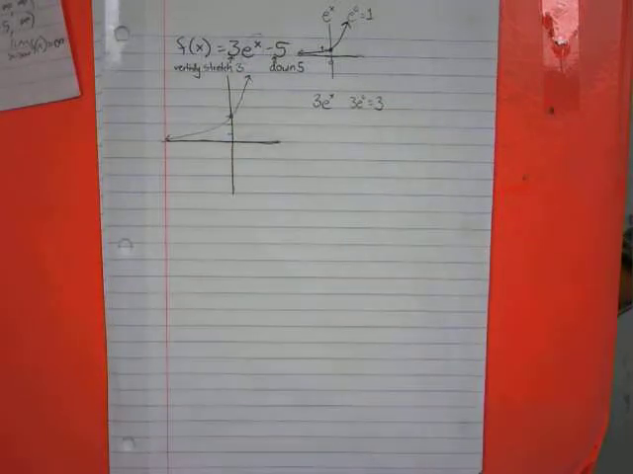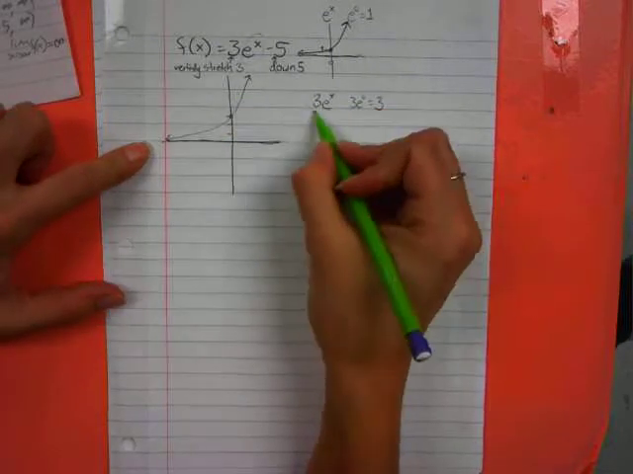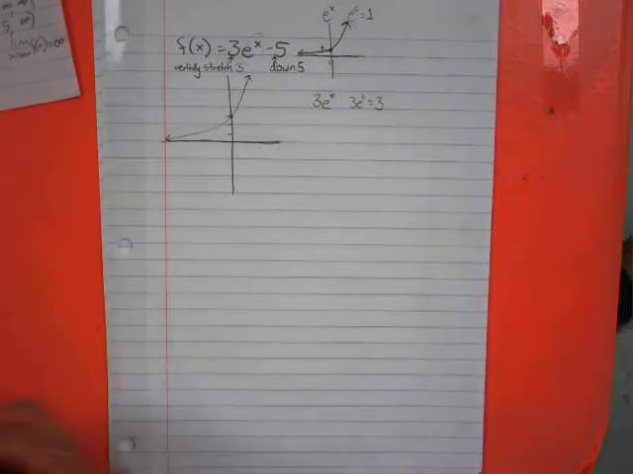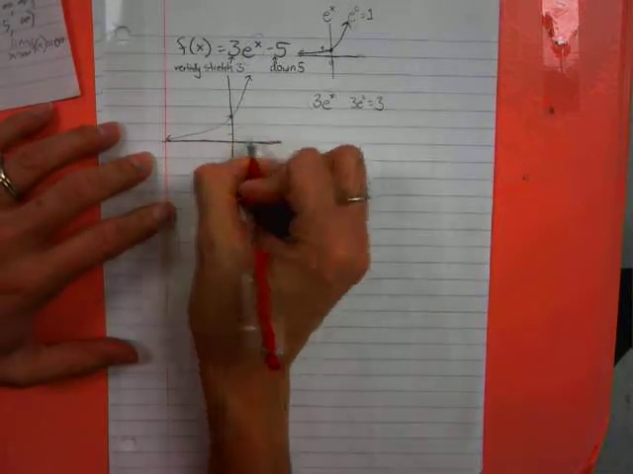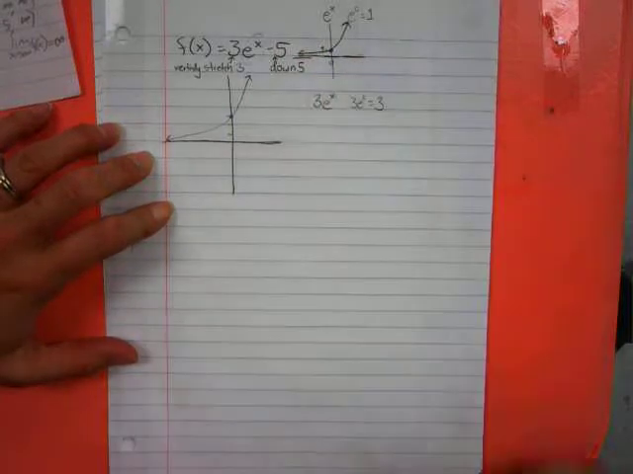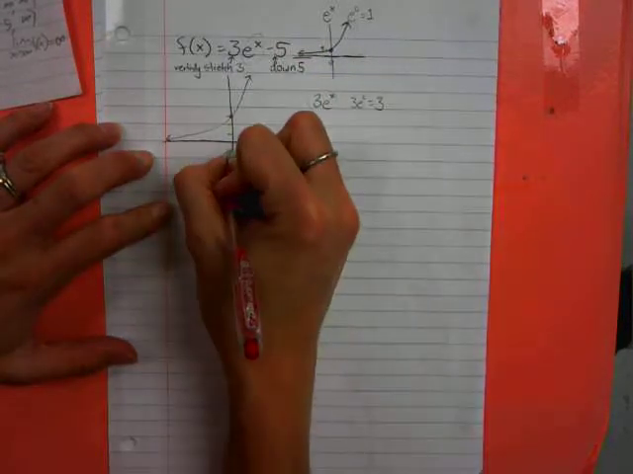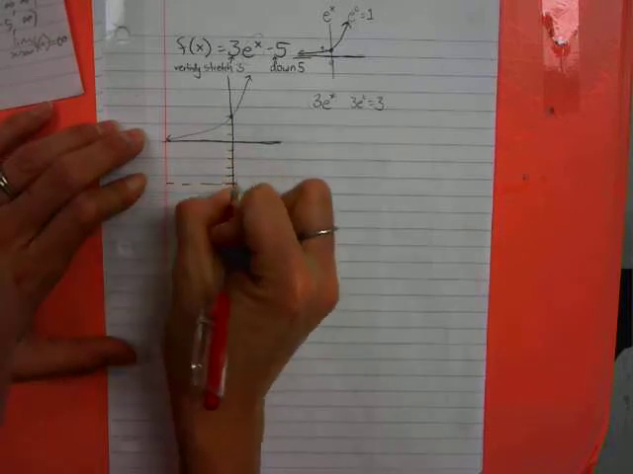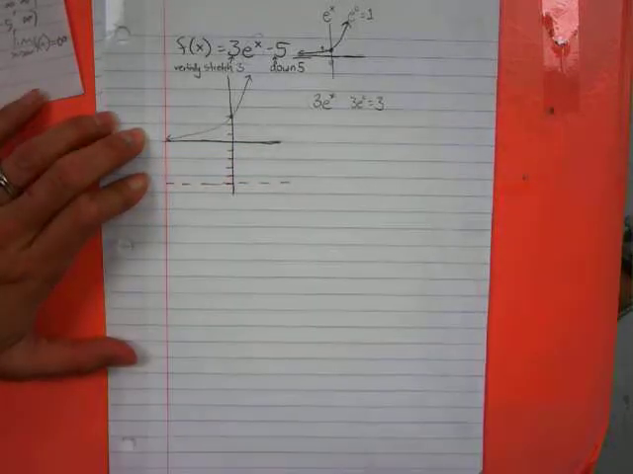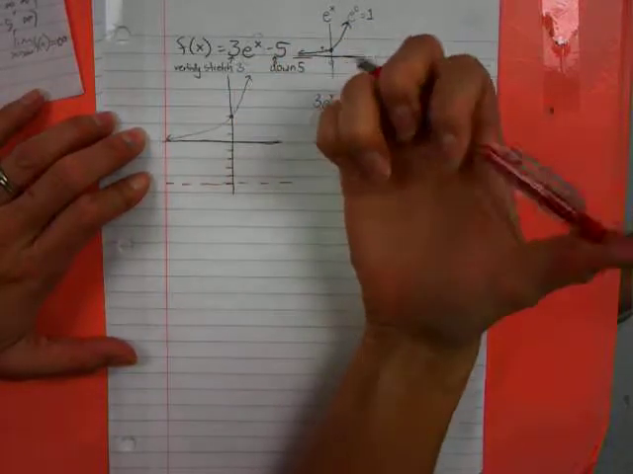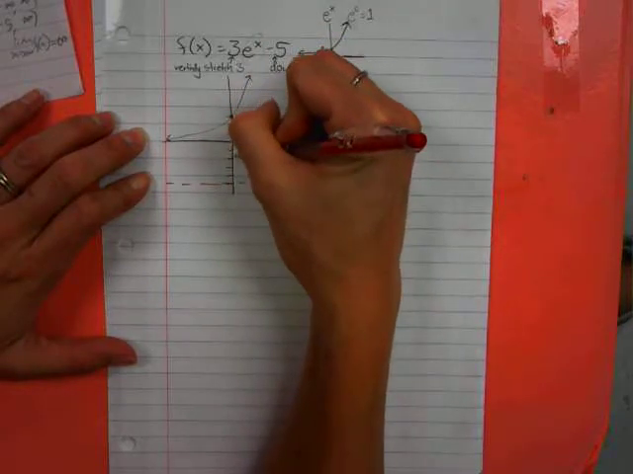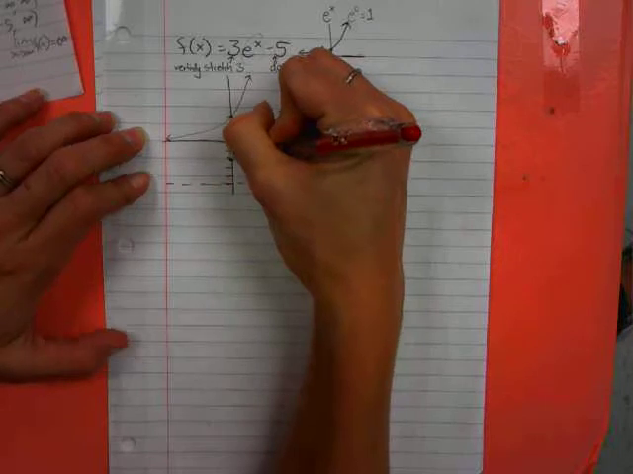Okay, now we don't just have a stretch though, we also need to then take this function and shift it down 5. So let's take our asymptote, which is here at 0, and shift that down 5. 1, 2, 3, 4, 5. It's at negative 5 now. And let's take this y-intercept at 3 and shift it down 5 as well. 1, 2, 3, 4, 5. We'd be at negative 2.